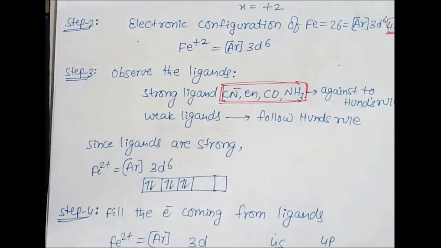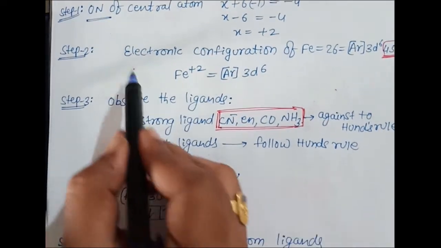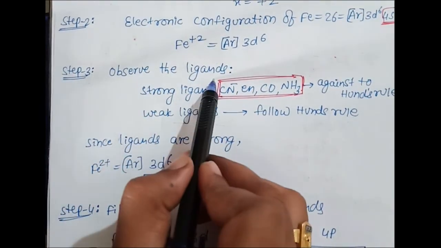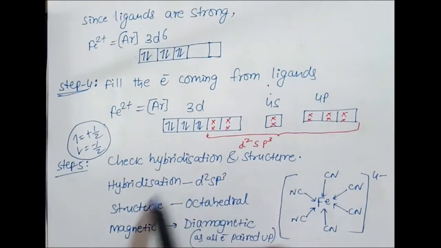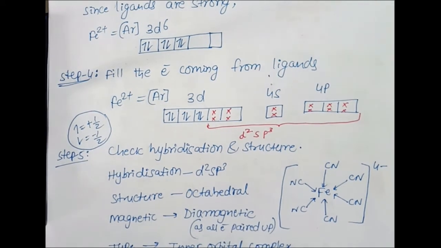Now see the steps. You have to remember the steps. First is write the oxidation number. Second step is electronic configuration. Third step is observe the ligands, fourth step is fill the electrons coming from ligands, and fifth step is check the hybridization and structure. Right, now I'll give you some more examples so you will understand better.